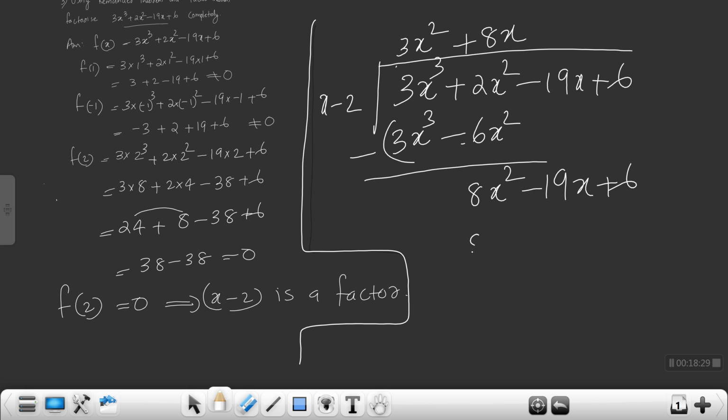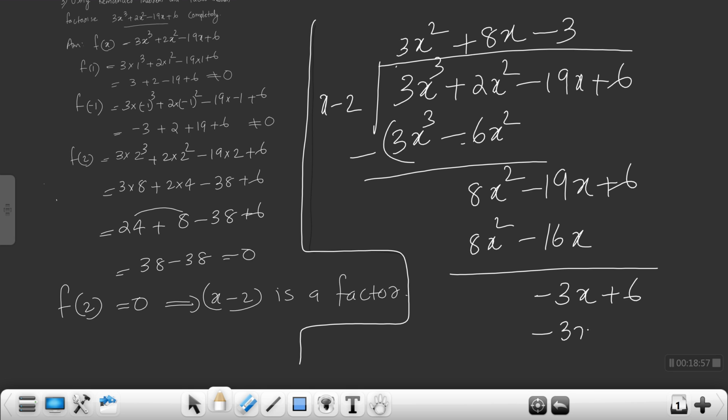Multiplying by x minus 2, we got 8x square minus 16x. While subtracting, 8x square minus 8x square is 0. Then negative 19x minus 16x, that is positive 16x, so it becomes negative 3x plus 6. Again divide negative 3x by x. So negative 3 is the third term of the quotient. Then multiplying by x minus 2, negative 3x plus 6. So the remainder is 0.